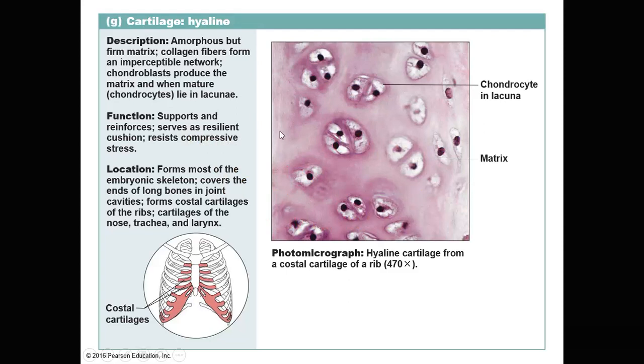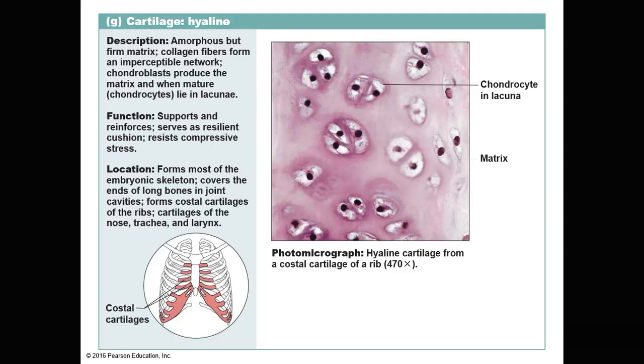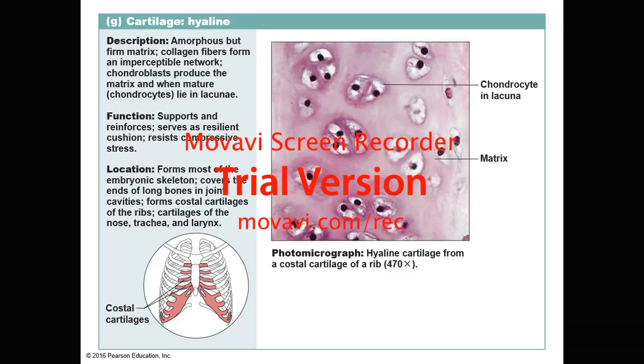The description: it's an amorphous but firm matrix. Collagen fibers form an imperceptible network. Chondroblasts produce the matrix, and when mature, they're referred to as chondrocytes and lie in lacunae, cavities. Function: supports and reinforces, serves as a resilient cushion, resists compressive stress. Location: most of the embryonic skeleton, the ends of long bones and joint cavities, forms the costal cartilage of the ribs. Cartilages of the nose, trachea, and larynx are hyaline cartilage.